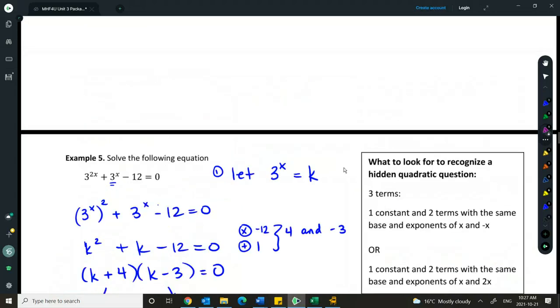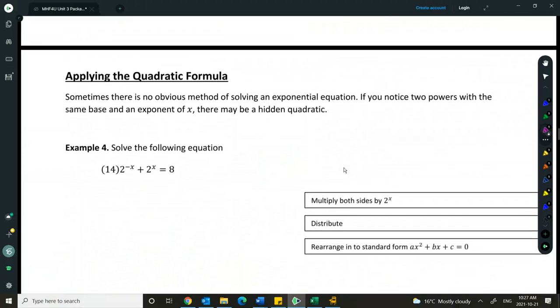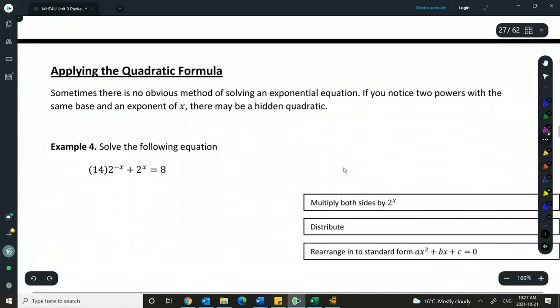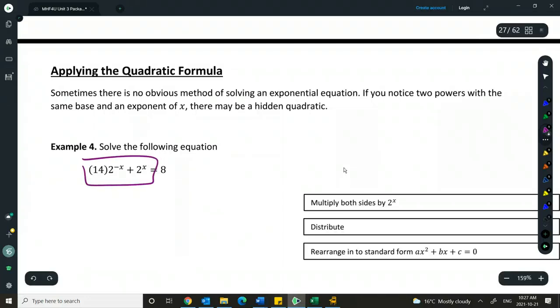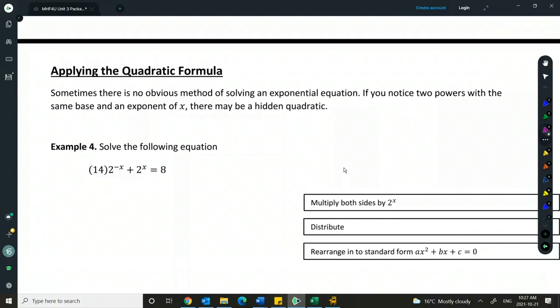Okay, let's flip back to example 4. This one is the slightly more challenging version of what we just did. Okay, so again, I can't really solve this by taking the log of both sides because I have two terms that are being added. Even if I were to take the log of both sides, it's not going to help me get the x out of the exponent. Because if I took the log of this, I'd have the log of this whole thing. I can't bring down any exponents when I have additions and stuff like that happening. So log of both sides is not going to help us.